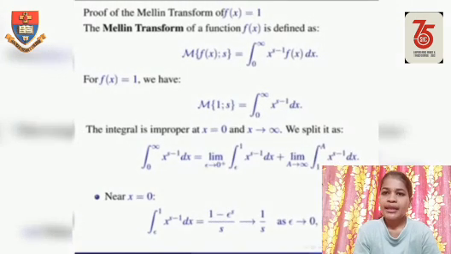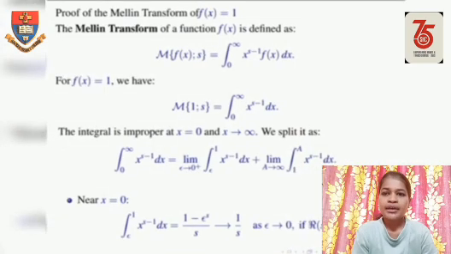See the proof of the Mellin transform of the function f of x equal to 1. The Mellin transform of a function f of x is defined as M of f of x comma s equal to the integral from 0 to infinity of x power s minus 1 f of x dx. For f of x equal to 1, we have M of 1 comma s equal to the integral from 0 to infinity of x power s minus 1 dx. First, we need to check the convergence. Since the integral is improper, we split it into two parts, for x equal to 0 and x tends to infinity.